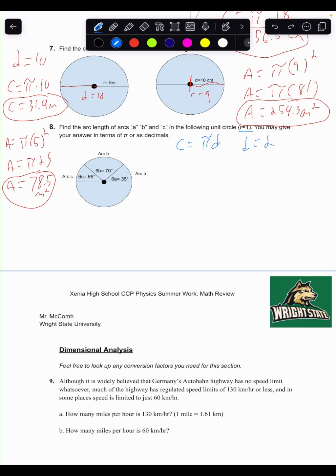So 35 degrees is what fraction of a whole circle? Well, the whole circle is 360 degrees, right? So I can say 35 divided by 360 is 0.097.